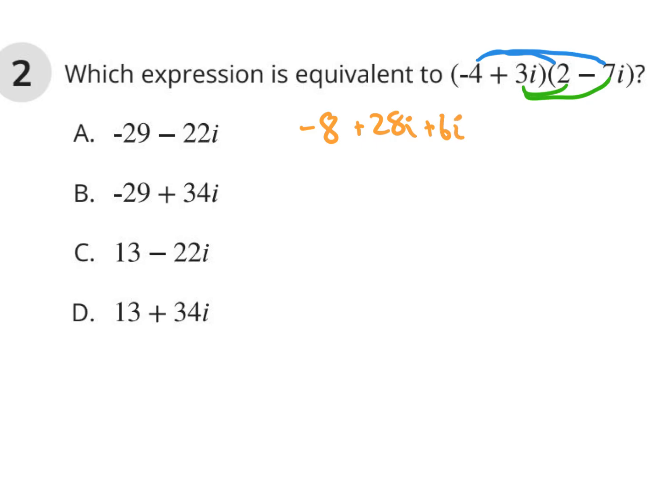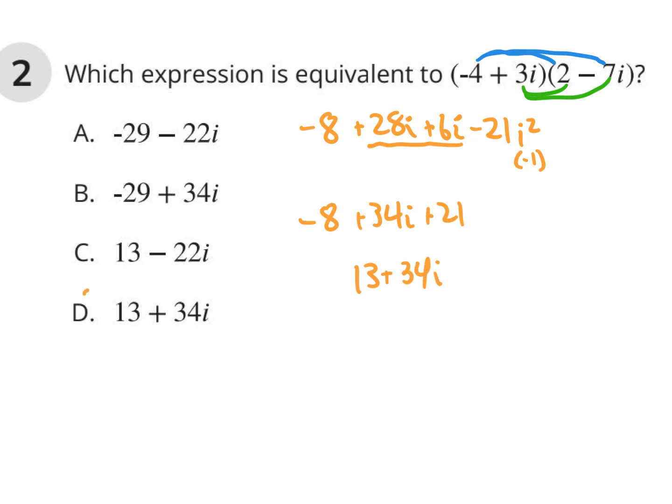And 3i times negative 7 is negative 21. i times i makes i squared, but that's negative 1. So you get negative 8. Combine your like terms. Plus 34i plus 21. 21 minus 8 is 13 plus 34i, which gives us D as the best answer.